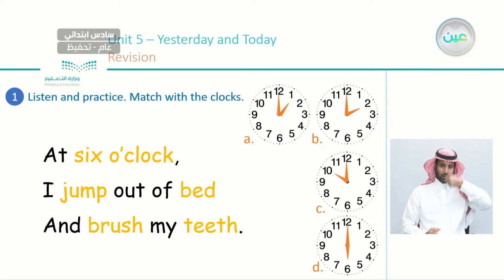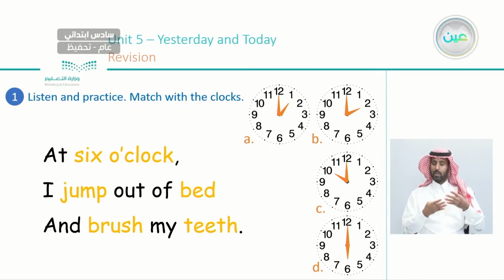Okay, now can you tell me which time here is related to this sentence? Yes, at 6 o'clock. Which one? Is it A, is it B, is it C, or D? What do you think? At 6 o'clock. Yes? Excellent. Yes, it's D. So this is 6 o'clock. So this is D.